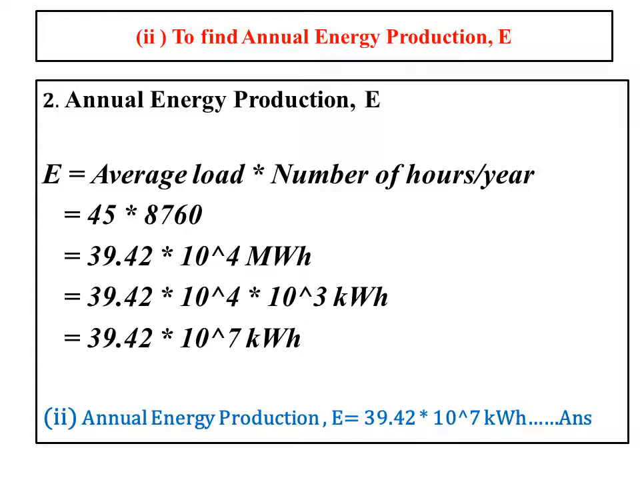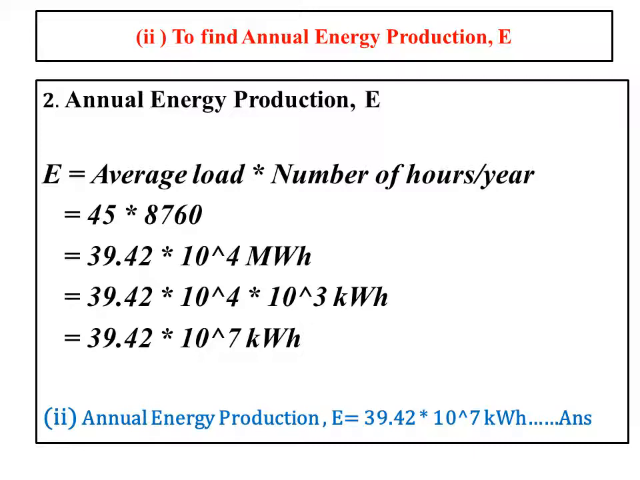Second question is to find annual energy production, denoted by capital E. How can we calculate annual energy production? Annual energy production is nothing but average load into number of hours per year. On the previous slide, we calculated average load using load factor and maximum demand. We have got 45 megawatt average load.